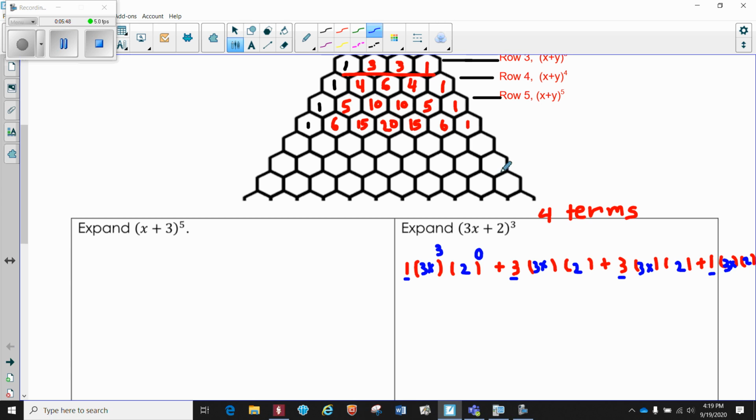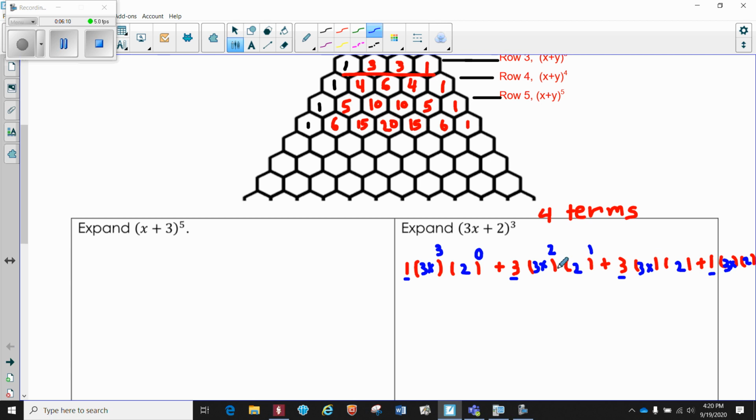Okay, so what happens here is that this is going to be 1 less. So this is going to be 2 now. This is going to go 1 up. If you look at the exponents, the sum has to be the same as this. So 3 plus 0, 2 plus 1 is same as 3. So 3 plus 0 is 3, 2 plus 1 is 3.